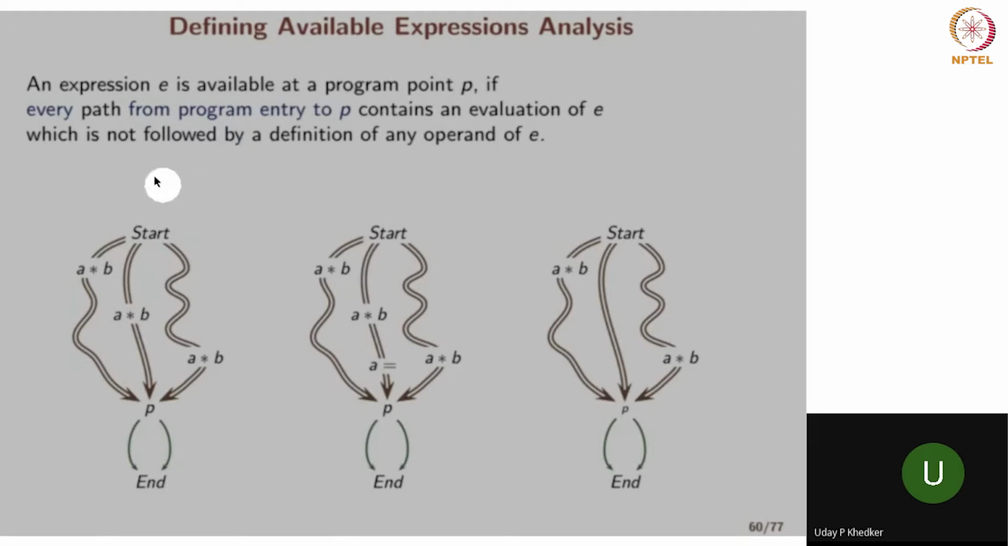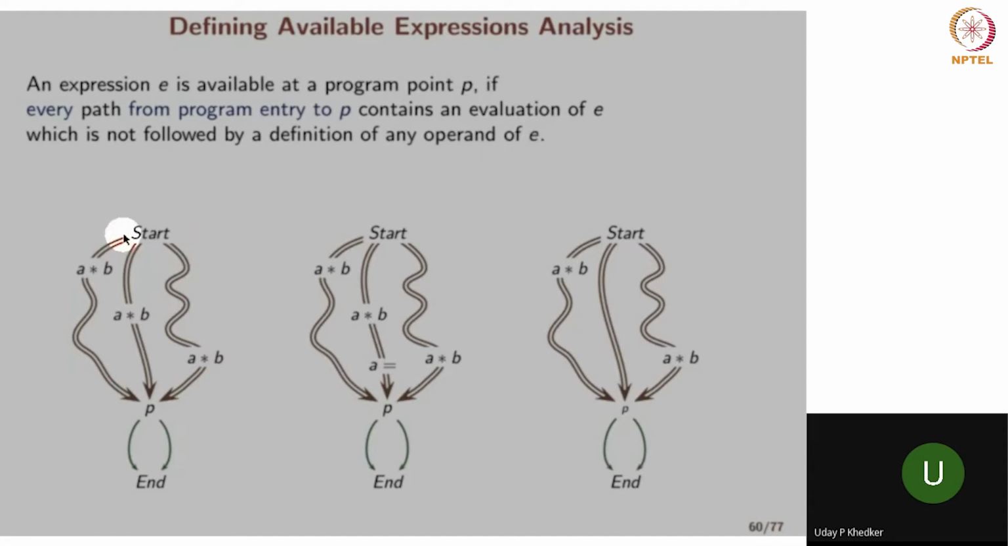The fourth difference is that we are talking about occurrence of E which is not followed by a definition of any operand of E. In case of live variables analysis, we said use of V which is not preceded by a definition. Here, it should not be followed by a definition. So this is an example of what is called a forward data flow analysis. The previous analysis was an example of what is called the backward data flow analysis.